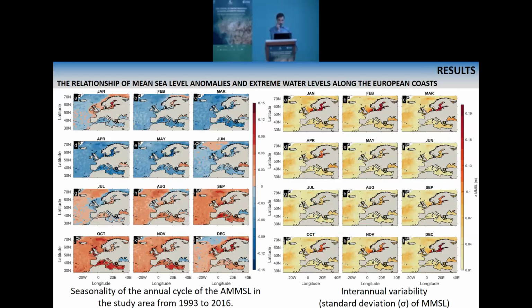I will not spend time on that because you know better than me, probably. But basically, the idea that I want to remark is that you see the larger variability in the months of January, February, and March, matching with the peaks of the storm surge level, the extreme water level driven by wind and pressure, in many areas. So these areas match the areas where this component is more important.